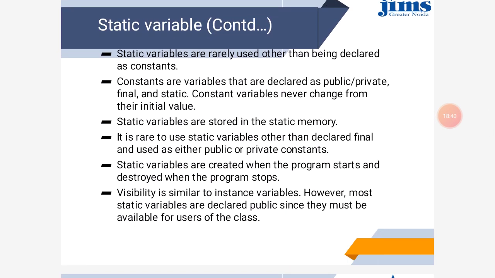So static variables are rarely used other than being declared as constant. So constant means that it is common for all, and it does not vary from object to object. And static variables are stored in static memory. It is rare to use static variables other than those declared final. We use the final keyword also, so that it becomes constant for all. And visibility is similar to instance variable. However, most static variables are declared public since they must be available to users of the class.